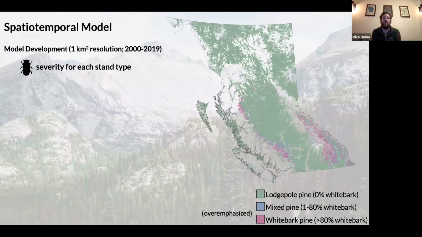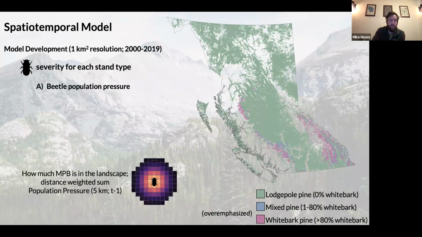So in order to do this, we developed a spatiotemporal model at a 1 kilometer squared resolution from 2000 to 2019, where we're predicting the mountain pine beetle severity for each stand type. And by that, I mean lodgepole pine, which will be in green, mixed pine, which is lodgepole and whitebark pine in blue, and then finally pure whitebark pine stands in pink.